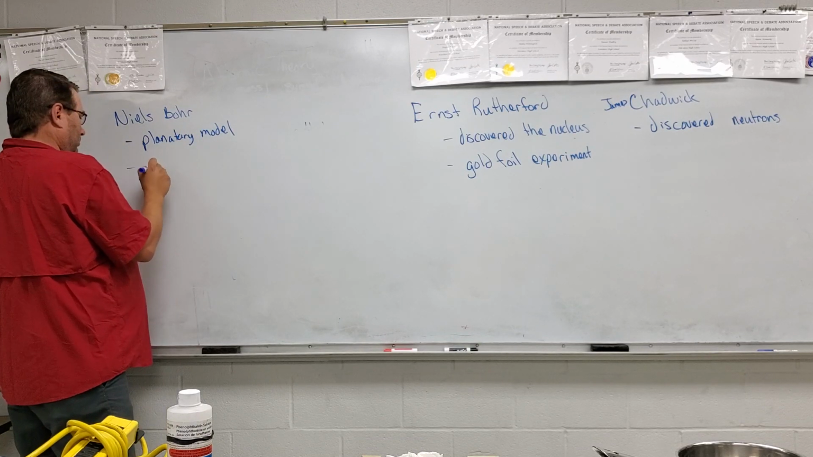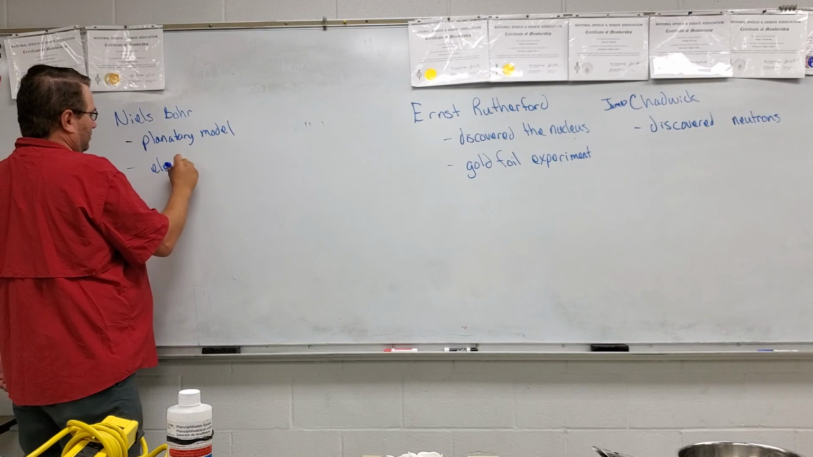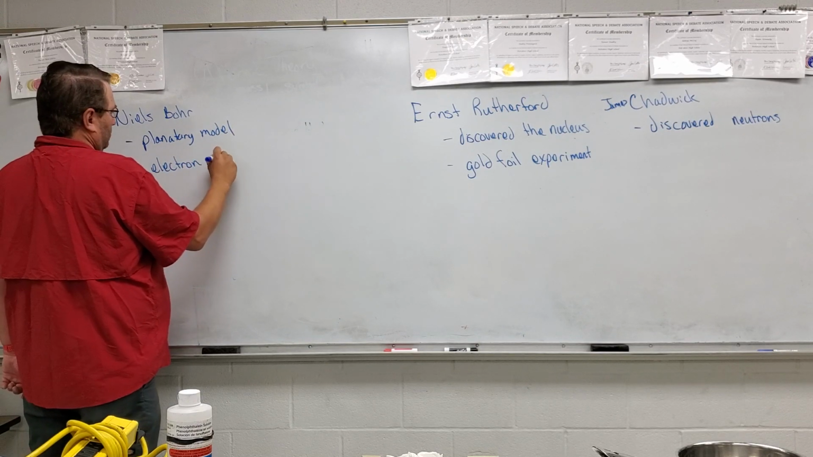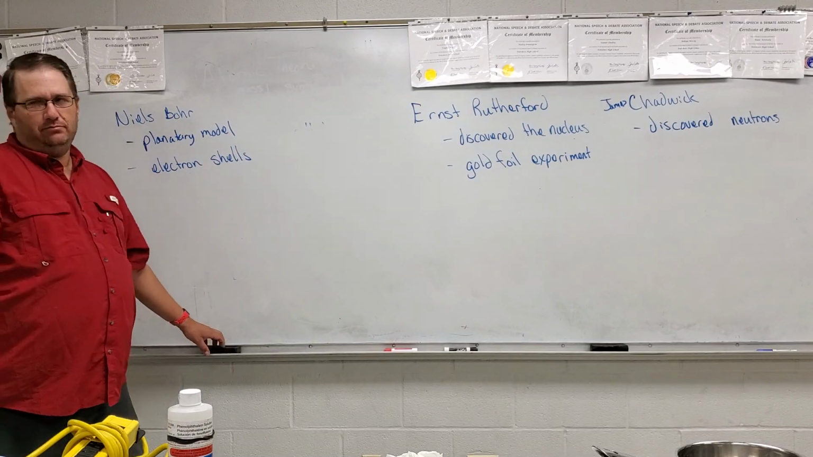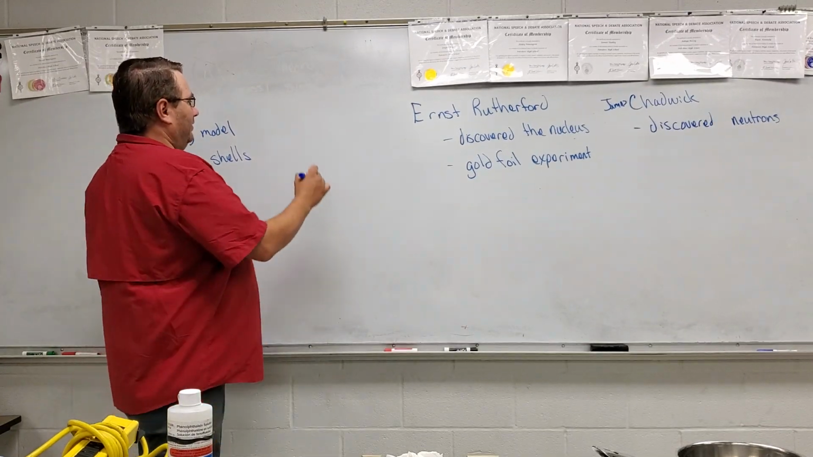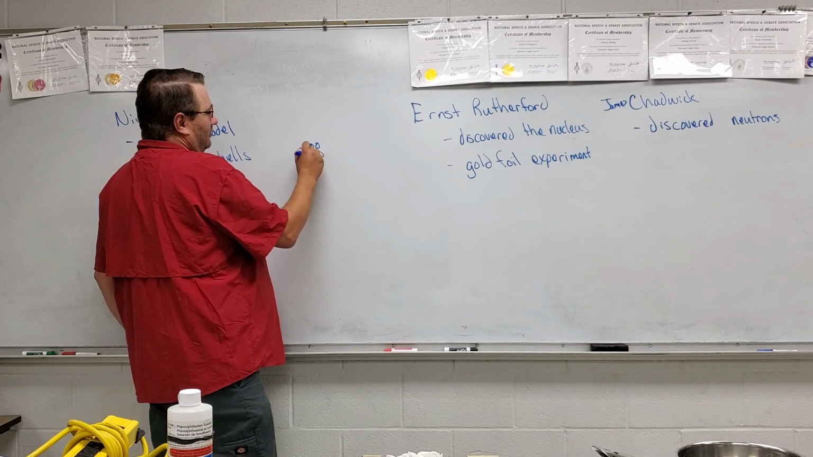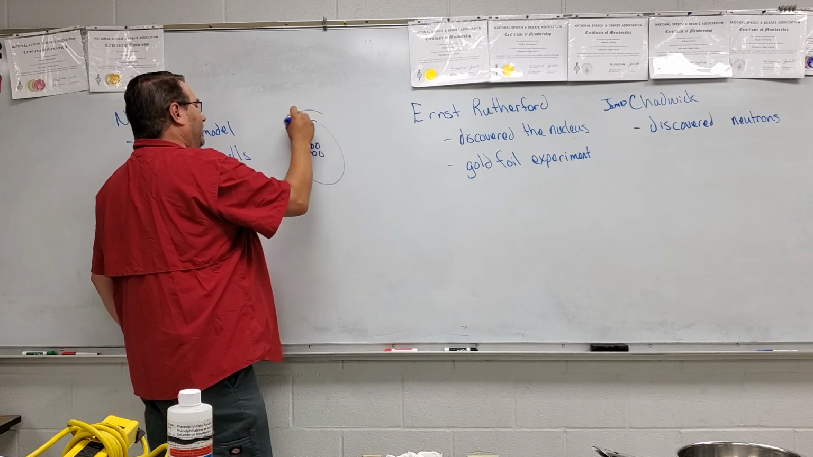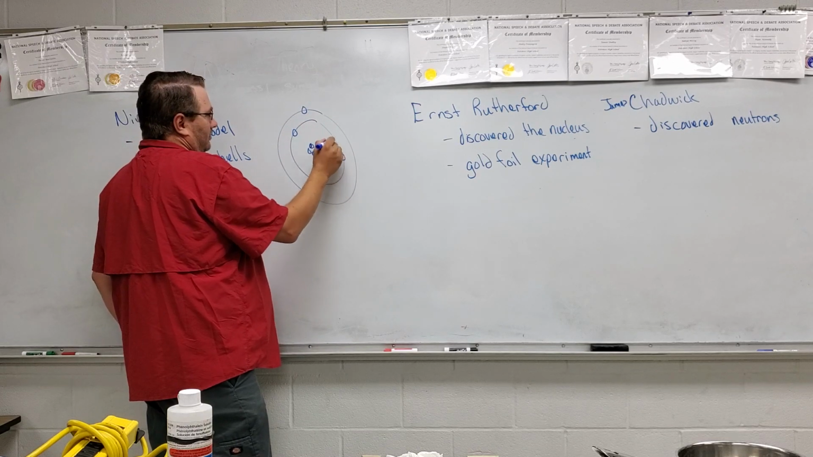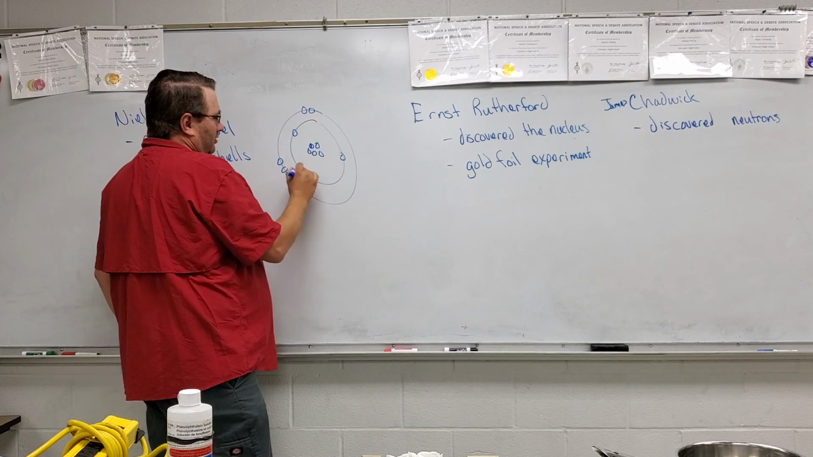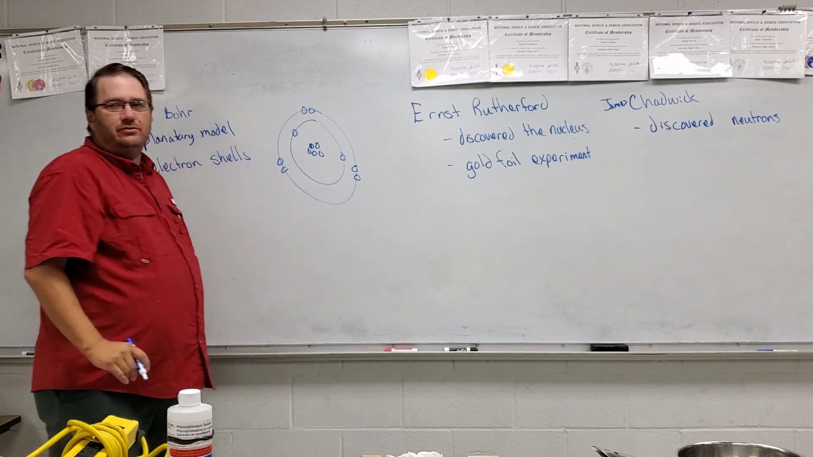I do remember doing the big planetary model of all the elements in 8th grade though. Yeah, he proposed the electron shells. That's the one y'all studied back in the day. It's where you had the nucleus, then you had these rings. And those rings, there's only 2 on the first ring, and then there's like 8 on the next ring or something like that.